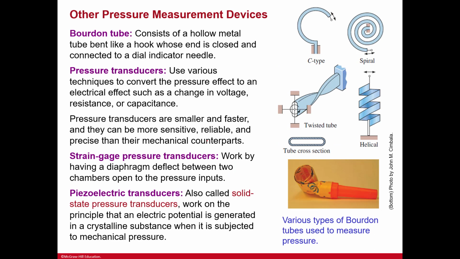The Bourdon tube consists of a hollow metal tube bent like a hook, whose end is closed and connected to a dial indicator needle. These are various types used to measure pressure. Pressure transducers use various techniques to convert the pressure effect to an electrical effect. So this takes the pressure effect and changes the language, giving you a different output in an electrical form: voltage, resistance, capacitance, things like that.